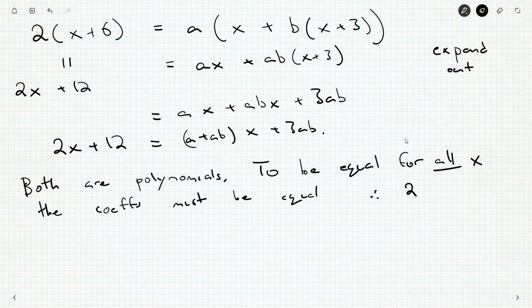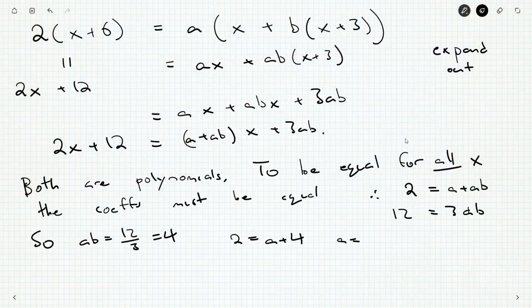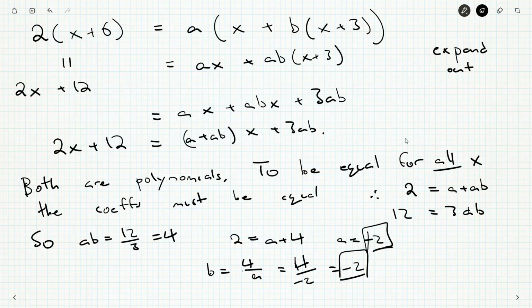So that tells me 2 is the same as a plus ab, and 12 is 3 times ab. So ab is going to be 12 over 3, which is 4. And then 2 is a plus 4. So a is negative 2, and b is 4 over a. So that's 4 over negative 2. It's also negative 2. So a and b both equal negative 2.